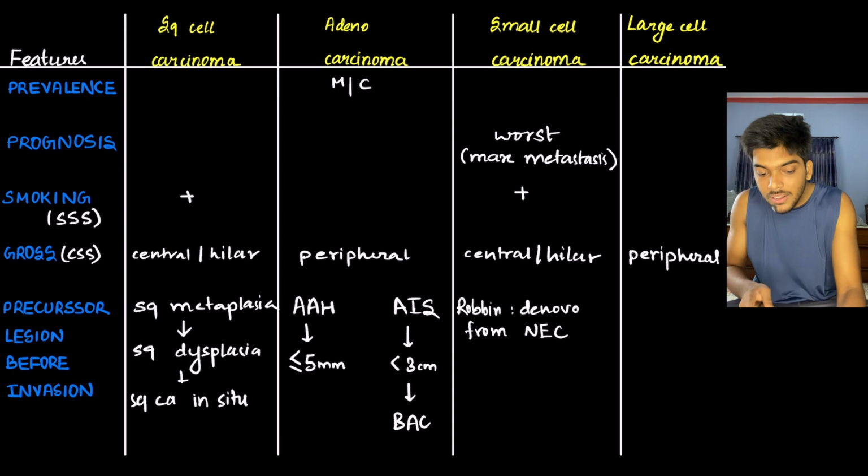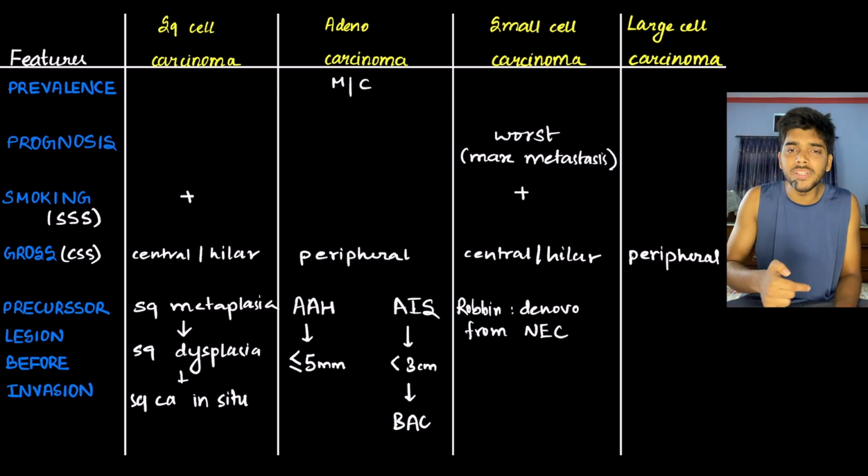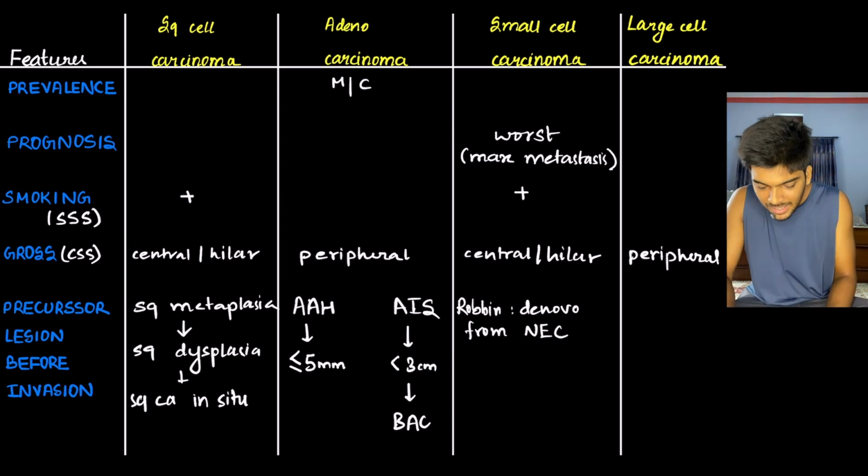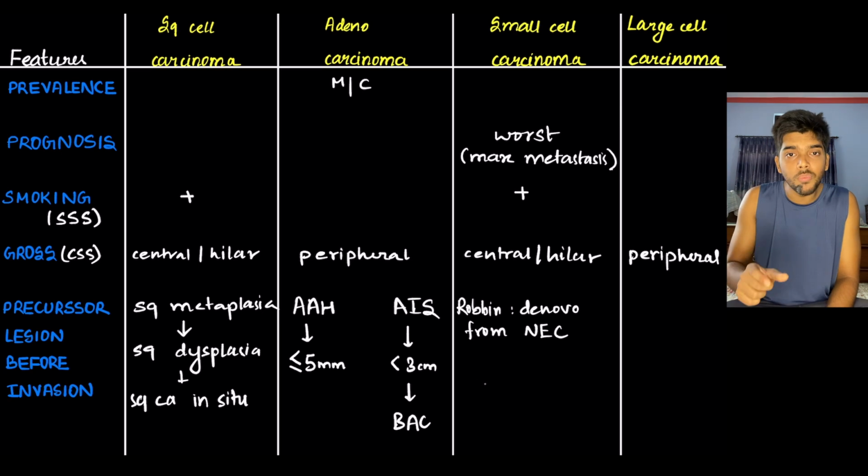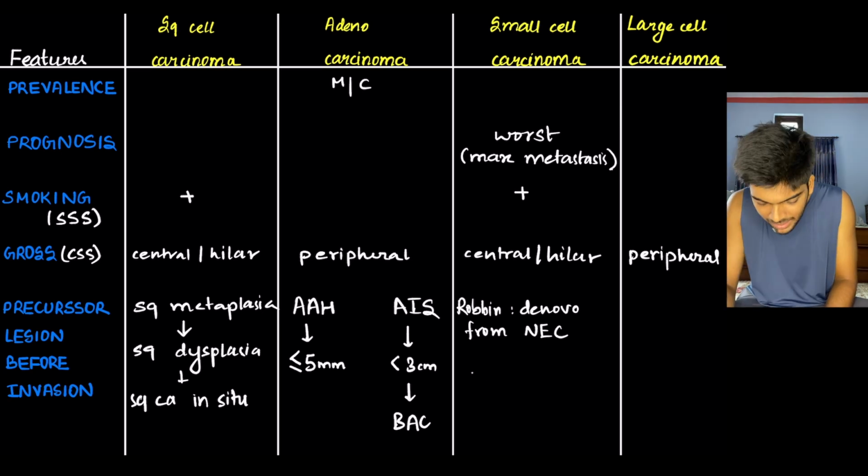But in some studies, and even in Robbins under etiological factors, a precursor lesion for small cell carcinoma has been mentioned, and that is DIPNECH.